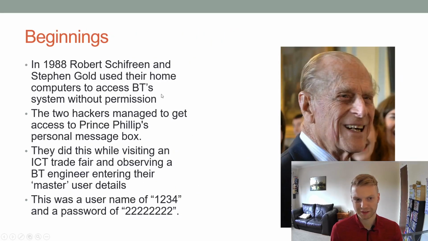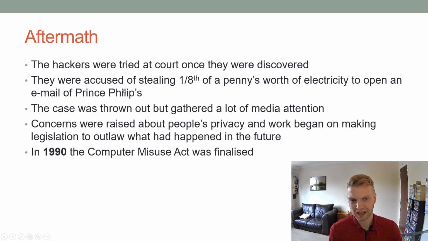I harp on about this quite a lot. How did it get started? So basically in 1988, Prince Philip got his email hacked because there were two guys watching somebody from BT type in a password and username. Basically, if you typed in this password and username combination, it gave you access to anyone's emails in the world. And they just watched this, and then they hacked Prince Philip.